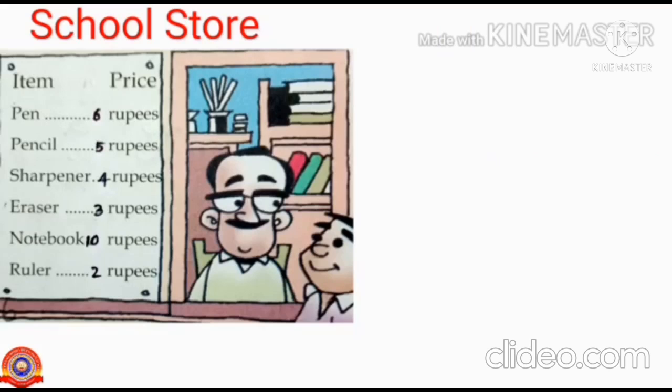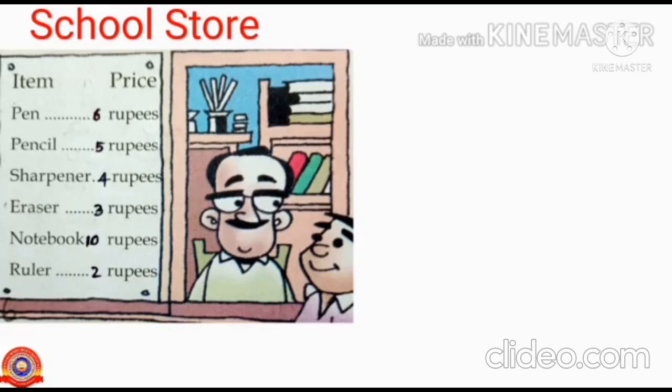Let's do the next activity, school store. Look at the price list displayed in the school store. Which are the items in the school store? Pen, pencil, sharpener, eraser, notebook and ruler. What is the cost of each item? Yes, pen 6 rupees, pencil 5 rupees, sharpener 4 rupees, eraser 3 rupees, notebook 10 rupees and ruler 2 rupees.